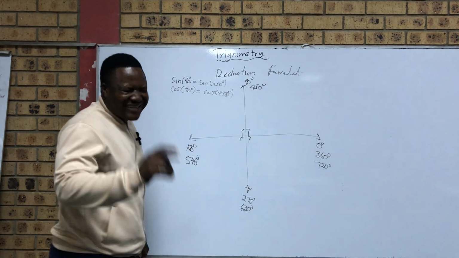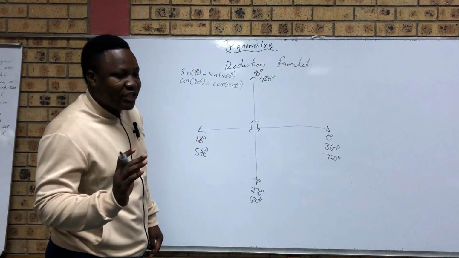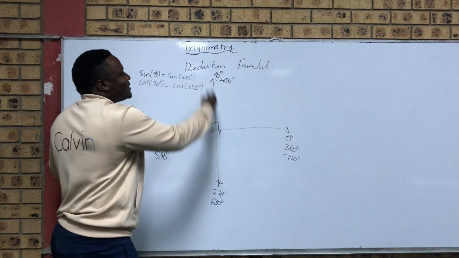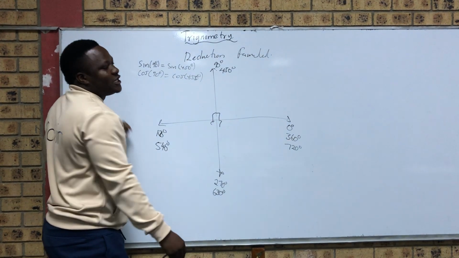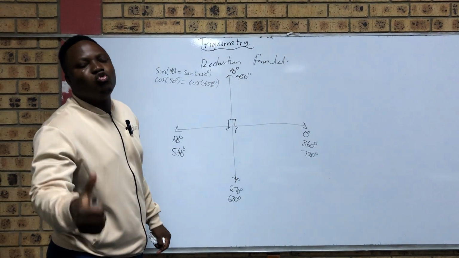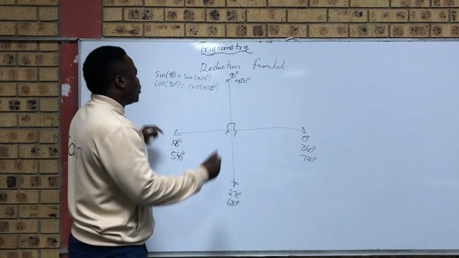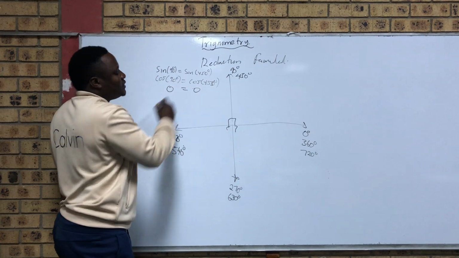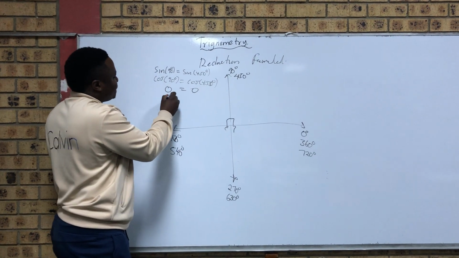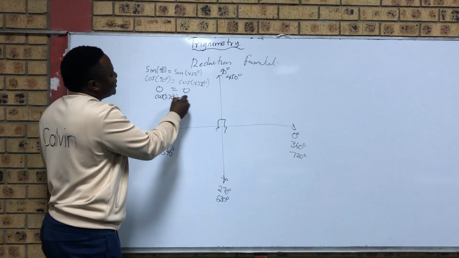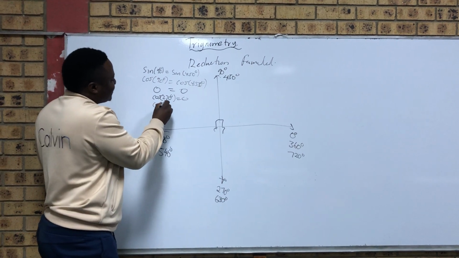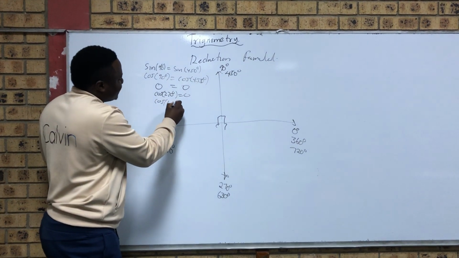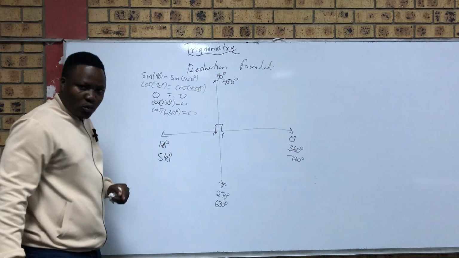Another thing that is worth noting is that for all the angles that are found on the vertical line, cos of that angle will always give you 0. So it means to say that cos of 90 is 0 and cos of 450 is 0. And then also cos of 270 degrees is 0. And cos of 630 degrees is 0.